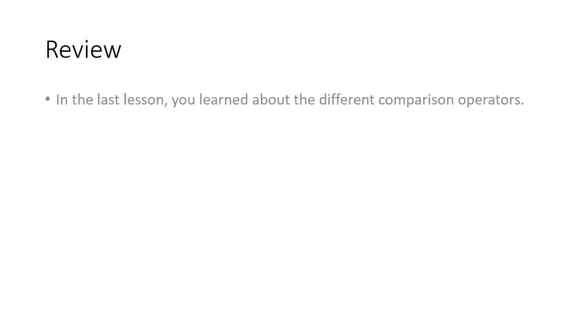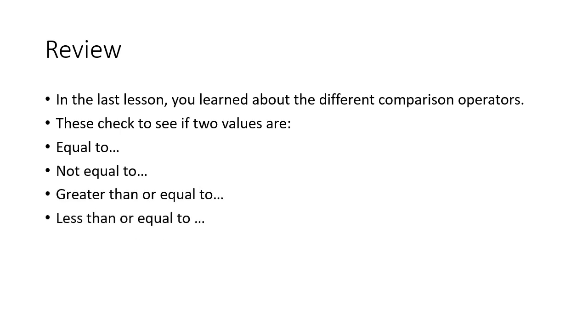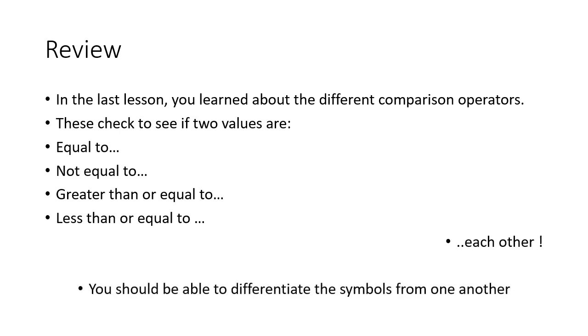In the last lesson, you learned about the different comparison operators. These check to see if two values are equal to each other, not equal to each other, greater than or equal to each other, or less than or equal to each other. You should be able to differentiate between these different symbols and tell me what they mean.